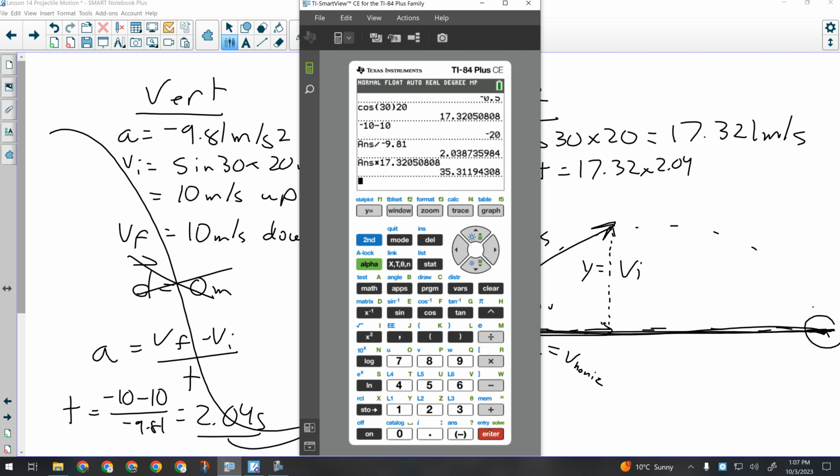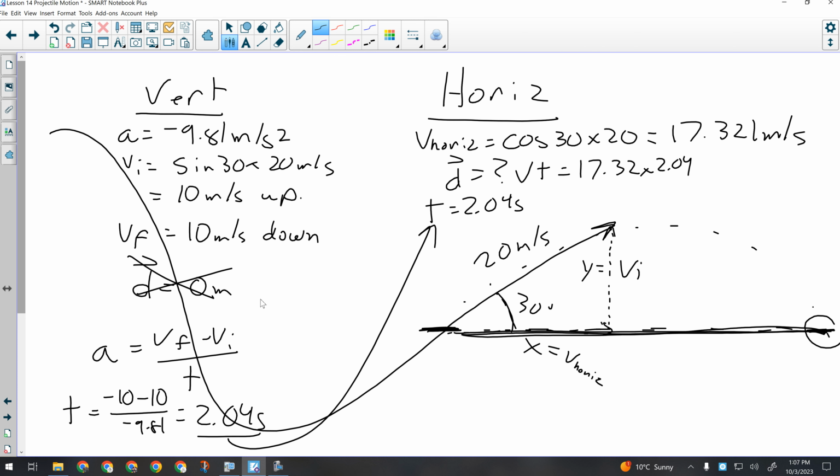Now, one other thing. This is the scarier part. Could I calculate the maximum height above the ground that this person would reach? I could. Where is it going to occur? Like in this arc that they're going to follow, where would the maximum height occur? Right in the middle, right here.